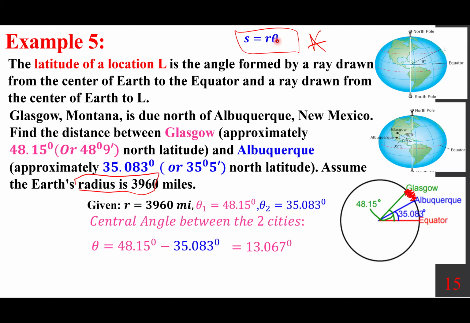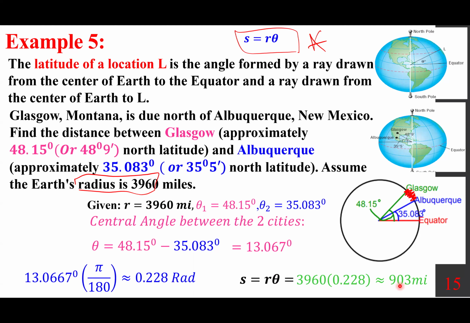Now, S equals R theta. We have the R, we have the theta, but it has to be in radians. So this we have to multiply by pi over 180. That gives us the answer in radians. And again, these are all approximations, so however many decimals they ask you. And so S equals R theta, the product of R, 3960, and theta would be almost 903 miles.